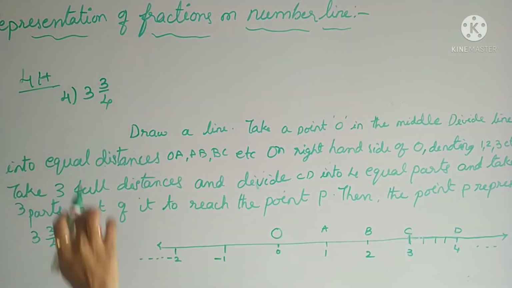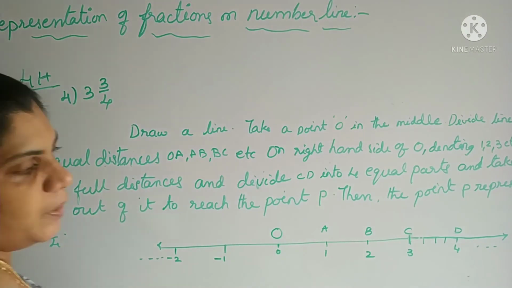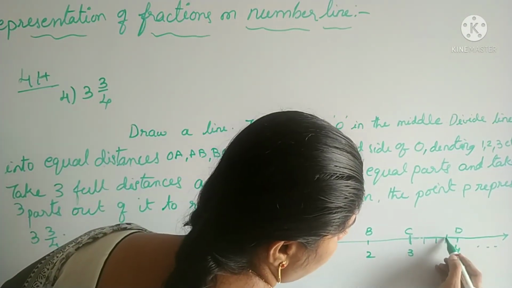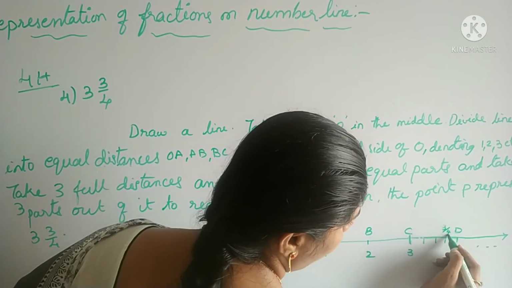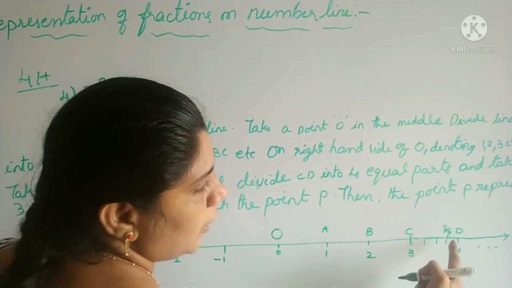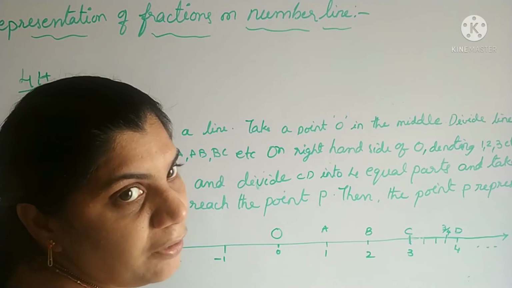Now look at the numerator. What is the number in the numerator? 3. So locate 3 parts. Take 3 parts from the 4 parts. What is the third part here? 1, 2, 3. This is the third part. So among the 4 parts, the third part I am taking is 3 by 4. This is the exact number you need here. After 3 full distances covering that one, after that we are locating 3 by 4 here.